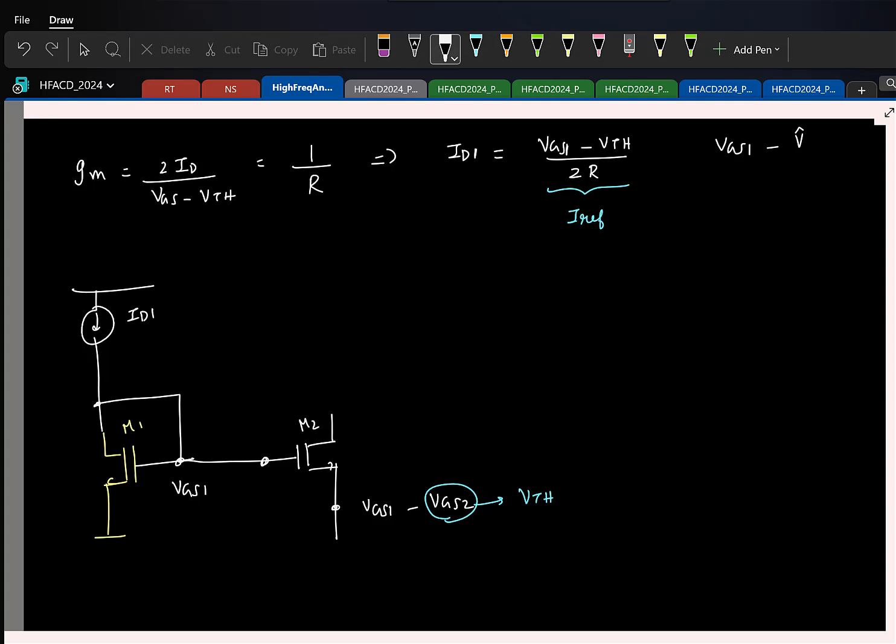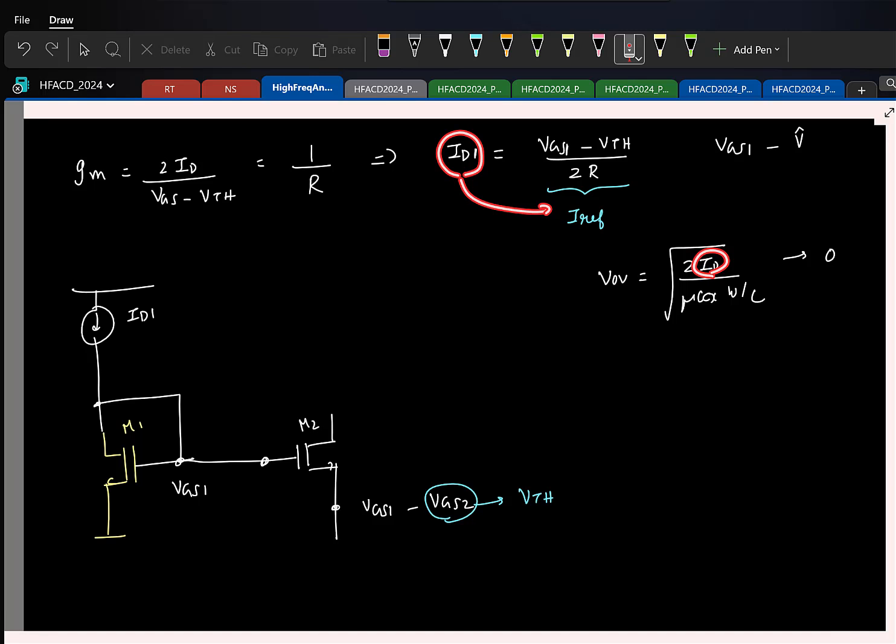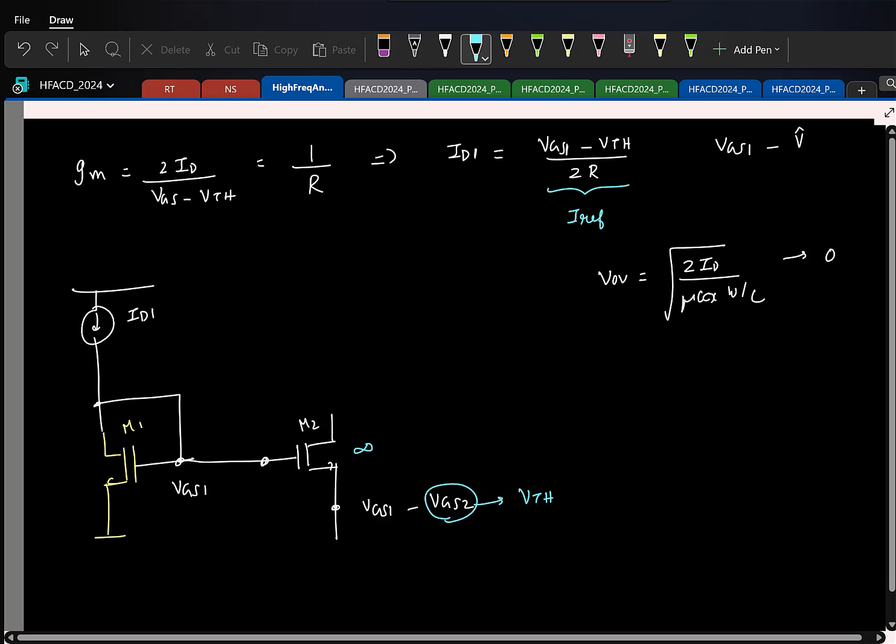And you very well know what is the overdrive voltage in terms of current? Square root of 2 ID by μnCox W by L. So if VGS tends to VTH, what will happen to overdrive? So what can I do here to make overdrive 0? ID is something you can't change. Remember, I want to set ID to IREF. I can't change 2. I can't change this W, right? So what should I do to W? So ideally, if this were to be exactly equal to VTH, how much should the W be? Infinity. Let's start with infinity and then we'll do it.